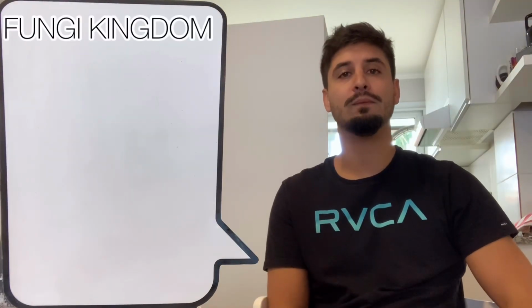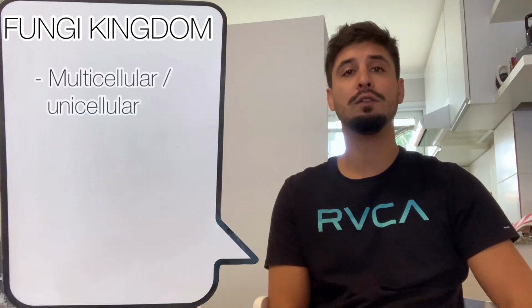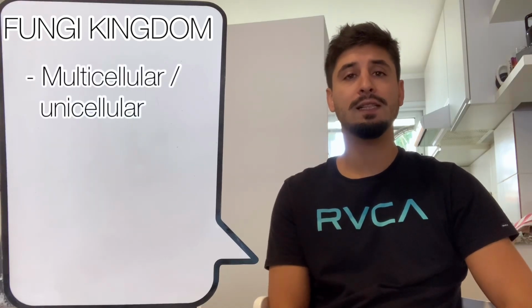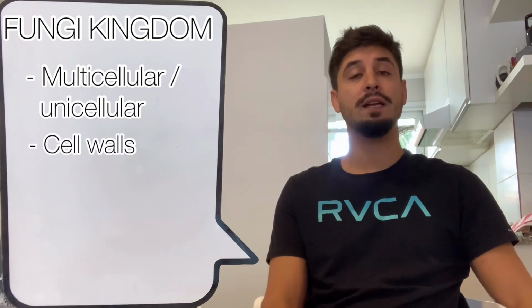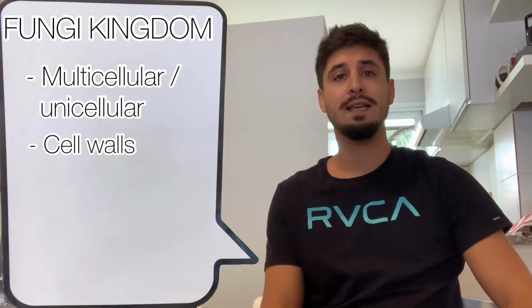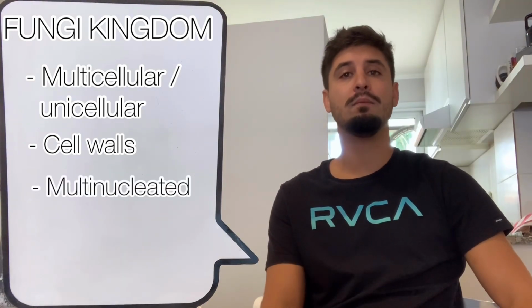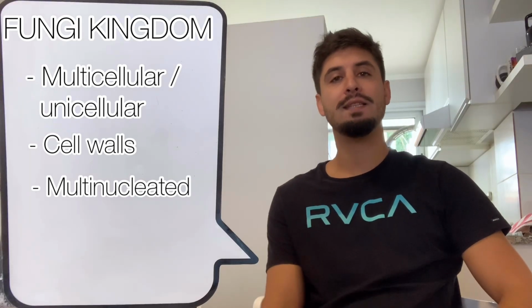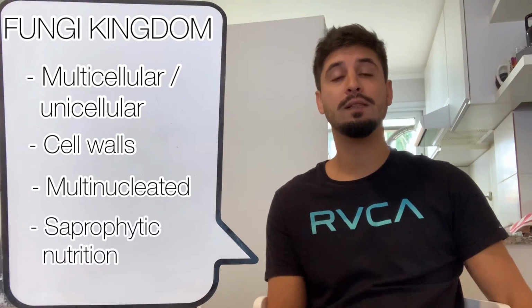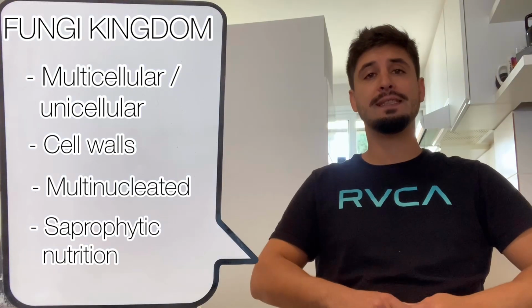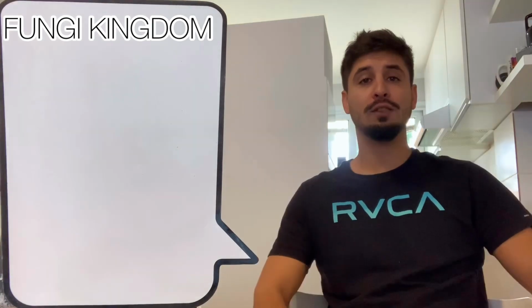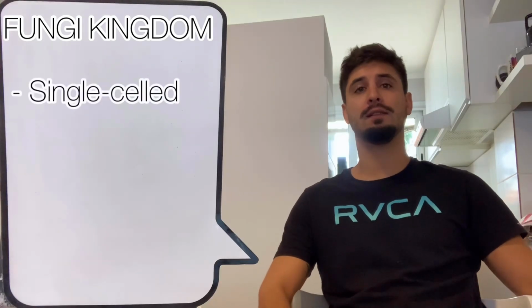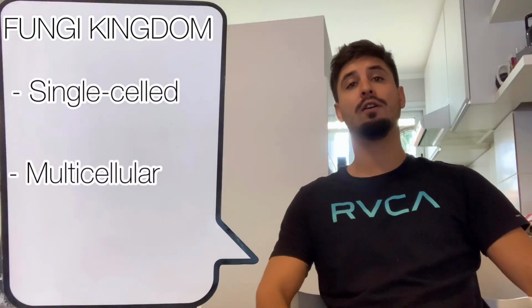The fungi kingdom. Fungi can be multicellular or unicellular. Their cells have cell walls made of chitin. Their body structure is made by a network of fibers called mycelium. They have many nuclei, that means they are multinucleated. And they feed by saprophytic nutrition using extracellular enzymes. The food breaks down externally from their cells and then they absorb it by diffusing the resulting smaller nutrients. So, as I said before, you can get single-celled fungi, or multicellular.